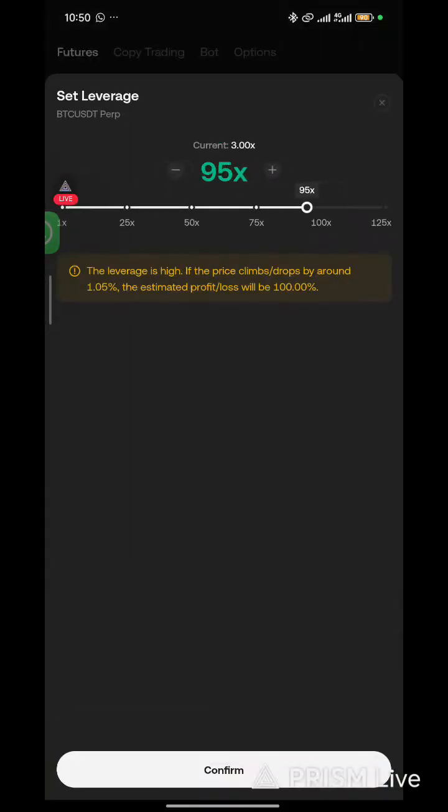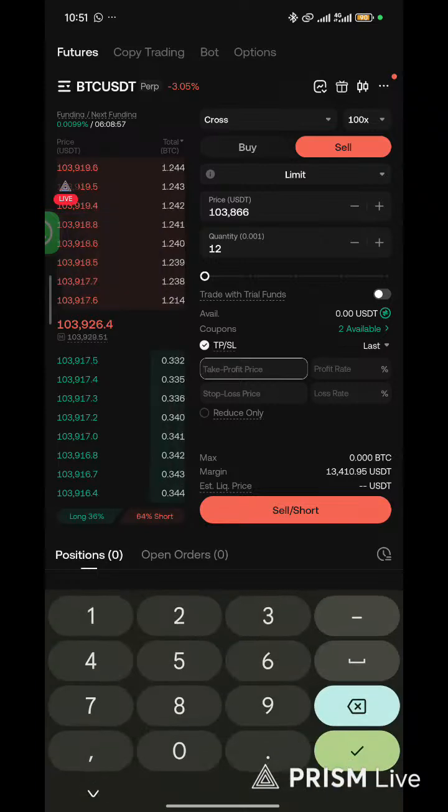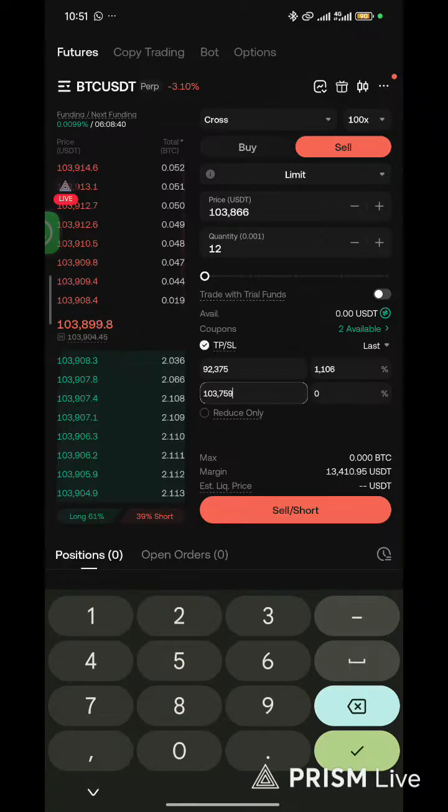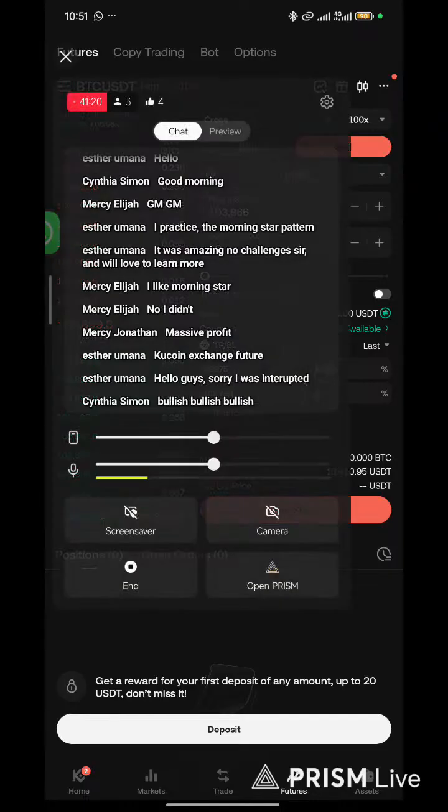If you are very sure, you drag it. If you are sure of this 100x, confirm. But I've entered a take profit again at 92,375. Have you seen the massive profit, fam? With a stop loss at 103,759, so that's how we would have entered this trade, and I would have made a mad profit.